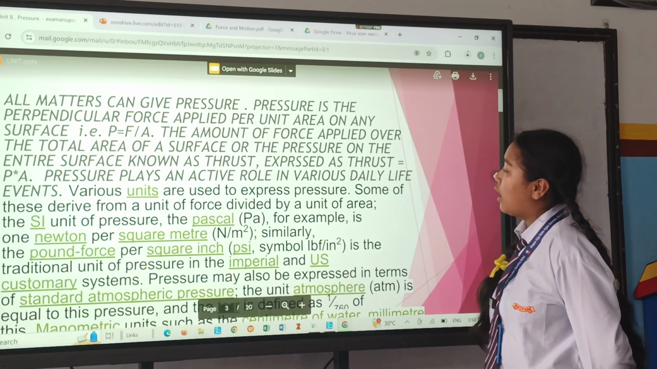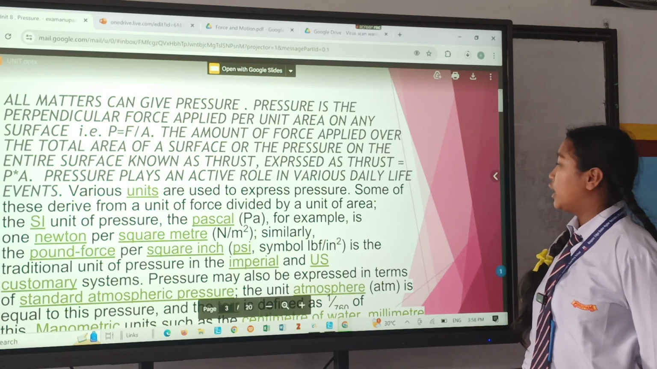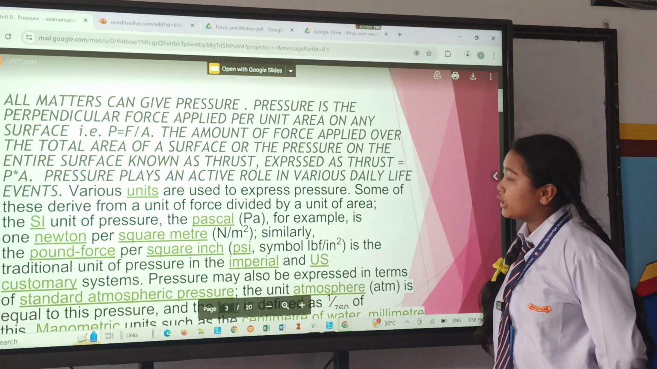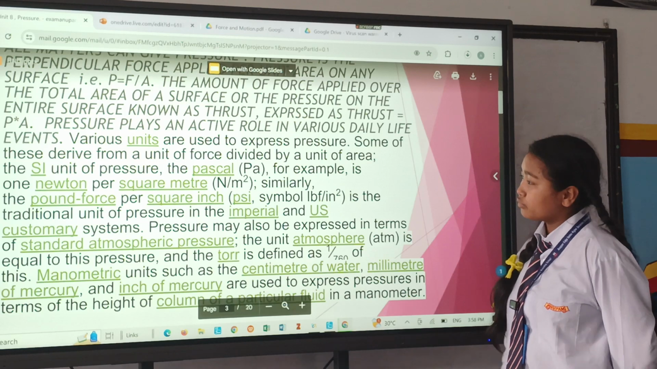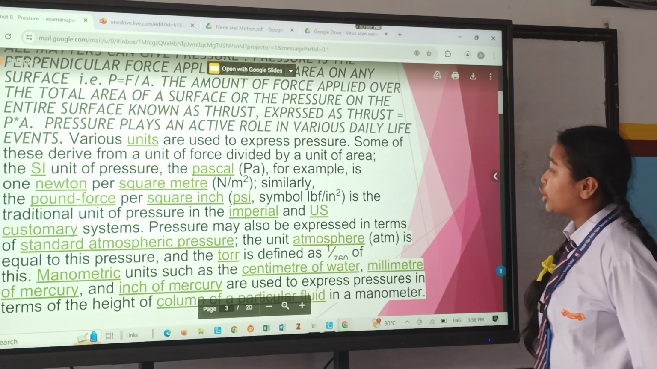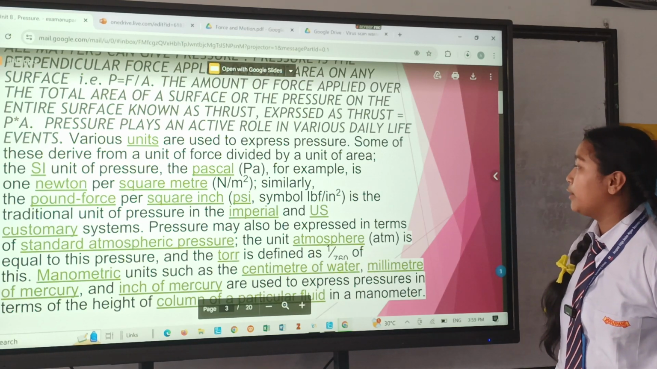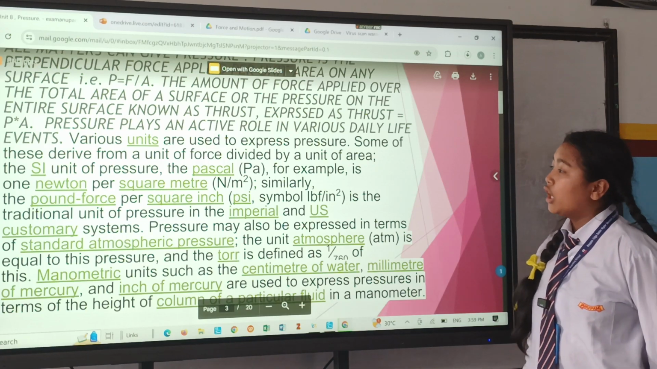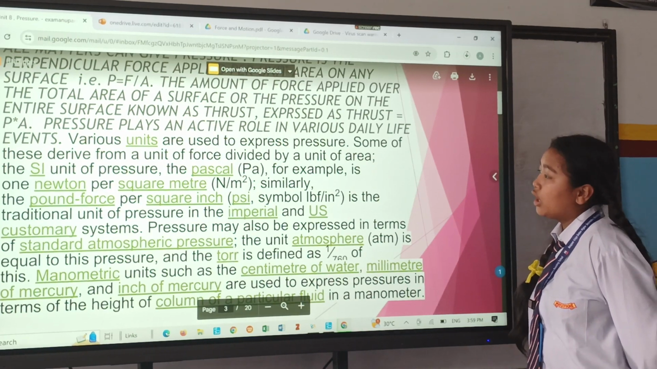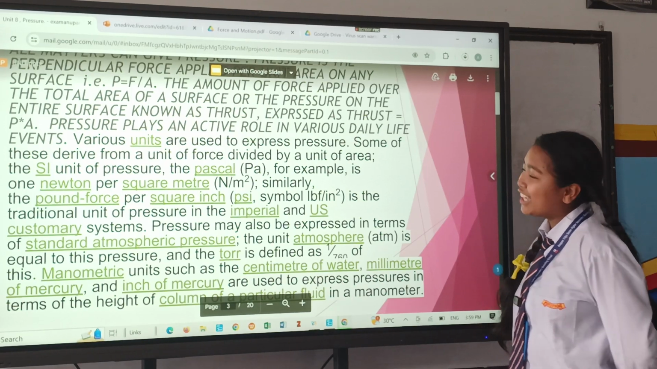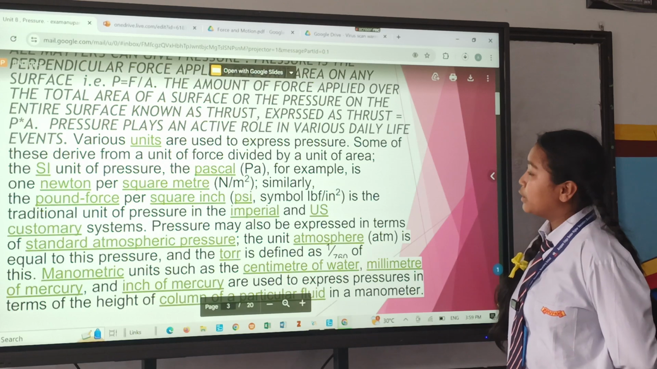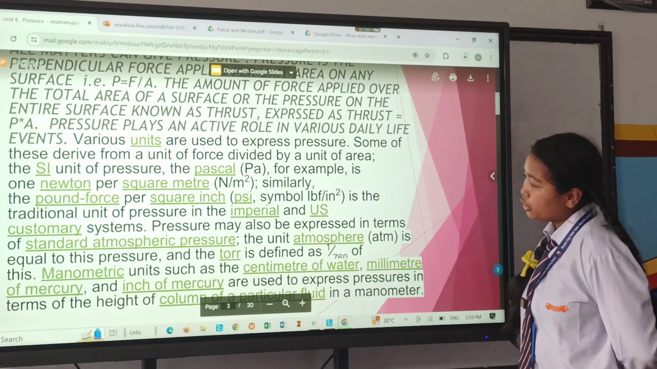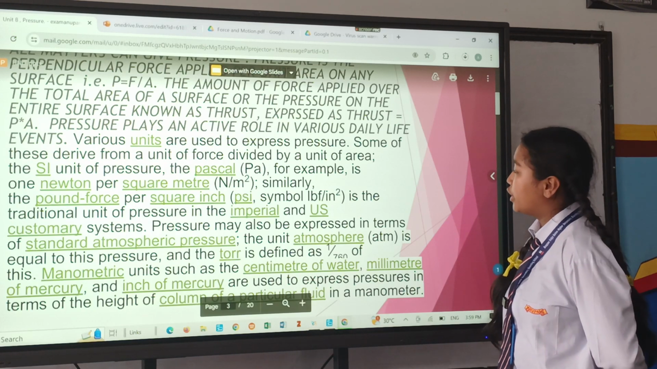Pressure plays an active role in various daily life events. Various units are used to express pressure. Some of these are derived from a unit of force divided by a unit of area. The SI unit of pressure is the Pascal, Pa, for example, 1 Newton per square meter.